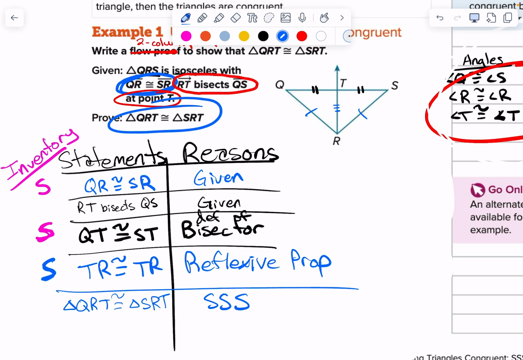What is SAS again? SAS will be side, angle, side. So we'll get to that. Okay, do you see how that works? Yeah? Not too bad?